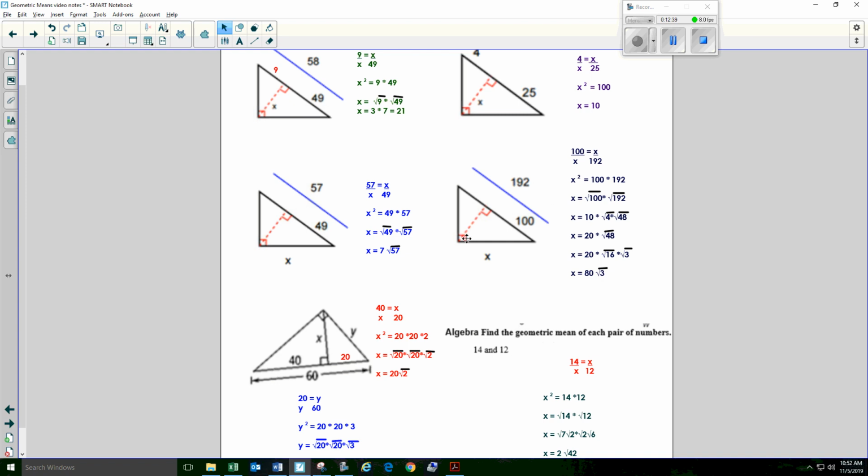All right, so here we have the same one again. This mean that we're looking for goes in the mean spot, and again, it's the same two segments. This one touches here, and this one touches here for the long one. Remember that extremes are always on the long hypotenuse for the big triangle. So 100 and 192. Cross multiply, you get 100 times 192. Take the square root of each.